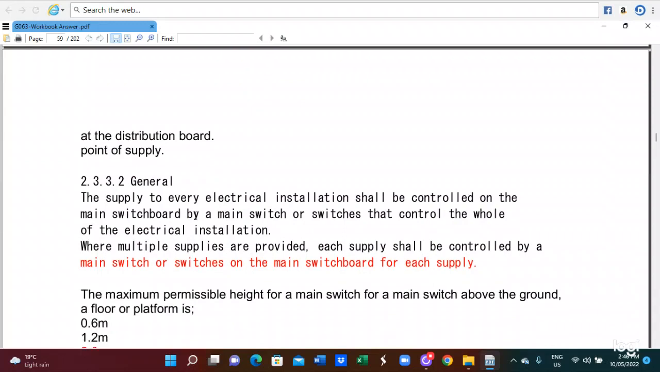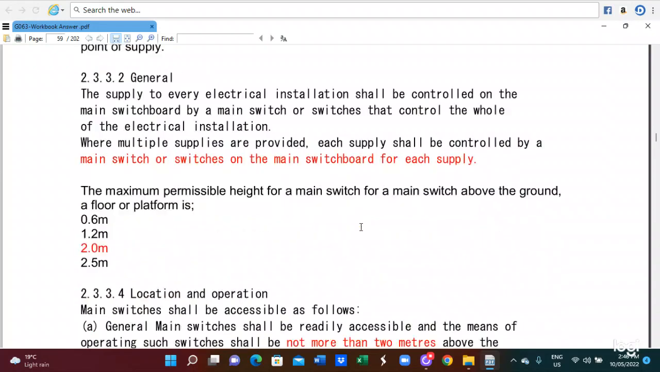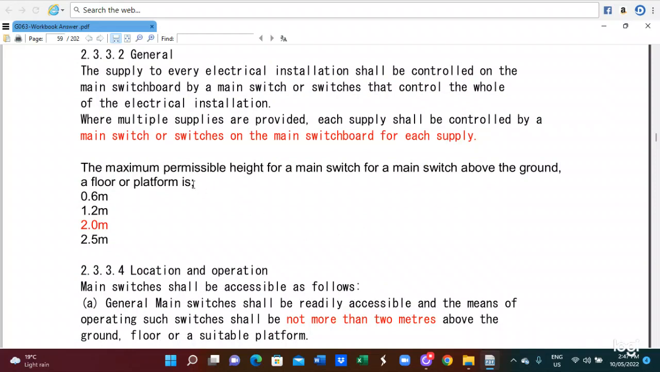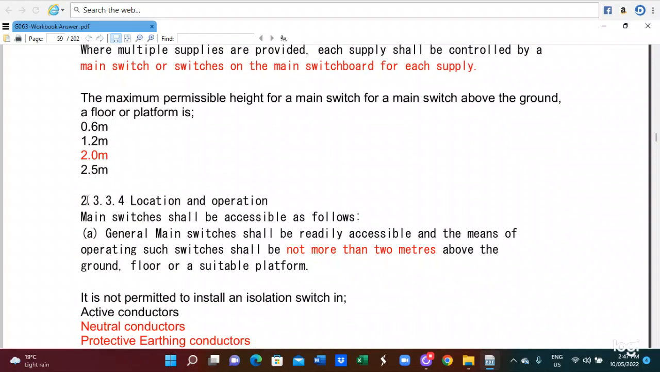Also clause 2.3.3.2, general. In this case, where multiple supplies are provided, each supply shall be controlled by a main switch or main switchboard for each supply. The maximum permissible height of the main switch above the ground is 2 meters. Because of that we define clause 2.3.3.4, location and operation. The main switch shall be accessible as follows. The main switch shall be readily accessible and the operating handle of the switch shall not be more than 2 meters high.